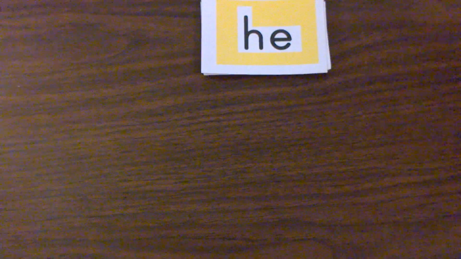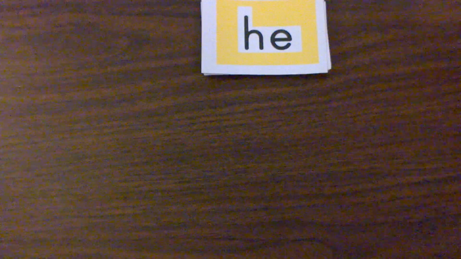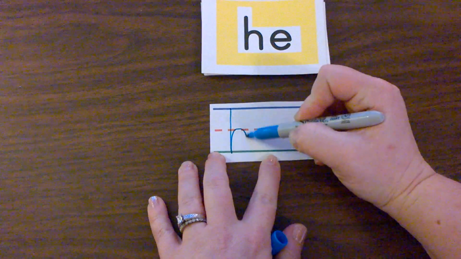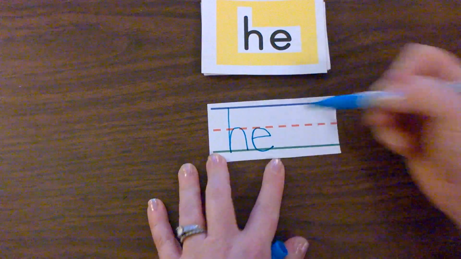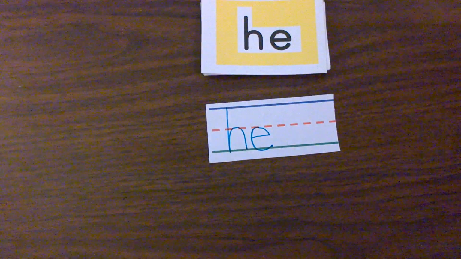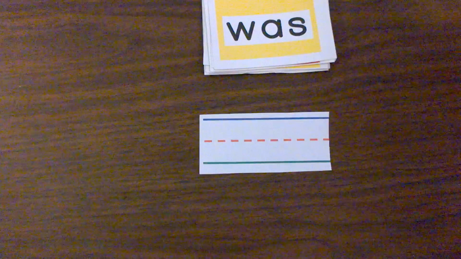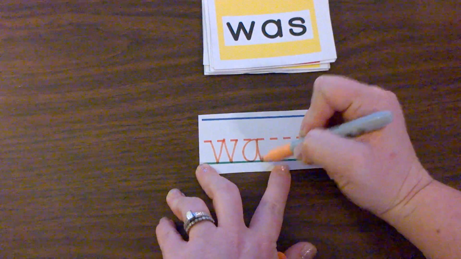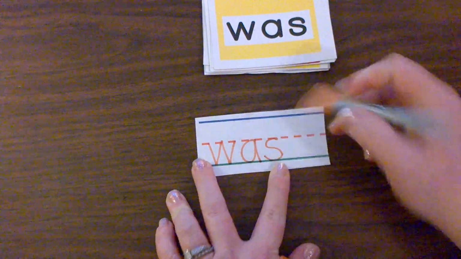Let's learn the sight word he. H-E. He. Let's write the sight word he. H-E. He. Our next sight word is was. W-A-S. Was. Here's how we write the sight word was. W-A-S. Was.